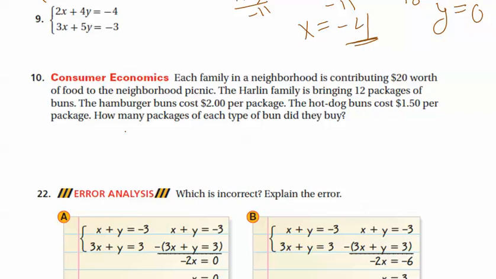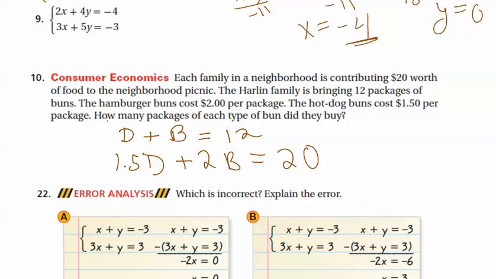Let's call them dog buns and hamburger buns. We know they're bringing 12 altogether. We also know that the hot dog buns cost $1.50 for every hot dog bun, and that the hamburger buns cost $2, the burger buns, and that altogether they spent $20. These are the two equations that we want to use.